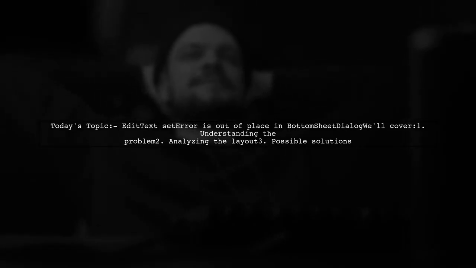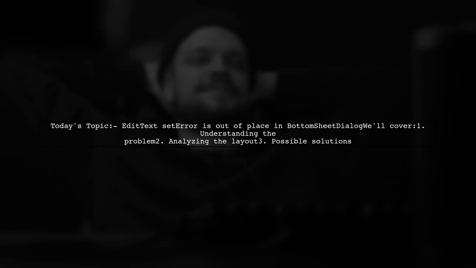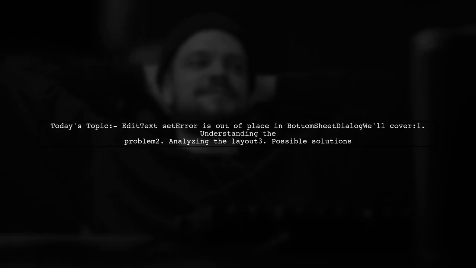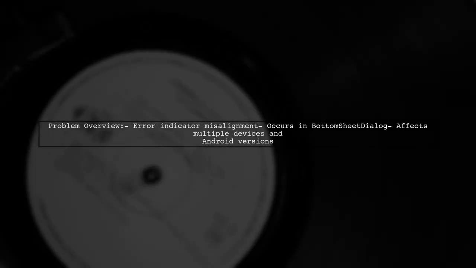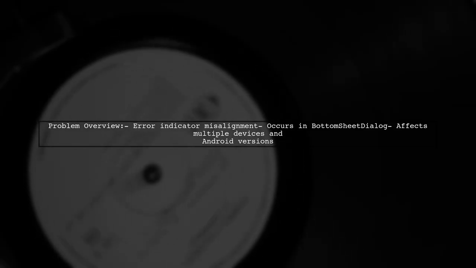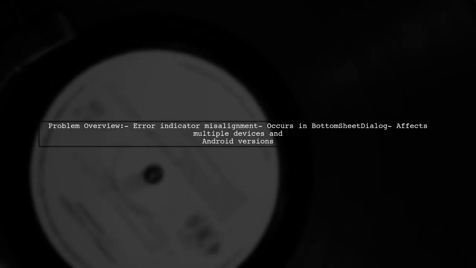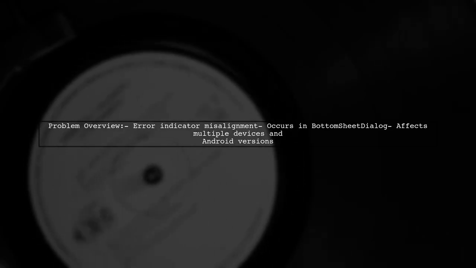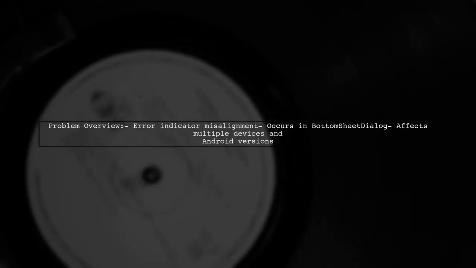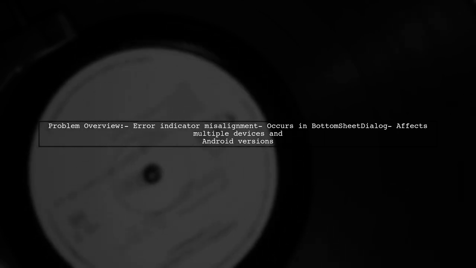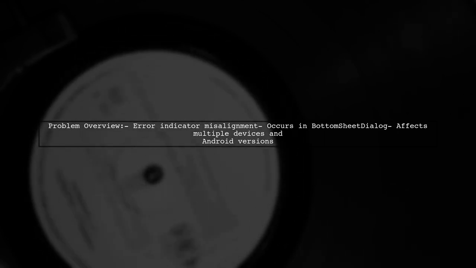Today, we're addressing a frustrating issue that many Android developers encounter. Our viewer is facing a problem with the positioning of the error indicator in their edit text when using a bottom sheet dialog. The viewer describes how, when they call EditText.setError, the error message appears misaligned, as if the dialog thinks it's full screen. This issue persists across various devices and Android versions, making it a widespread concern.